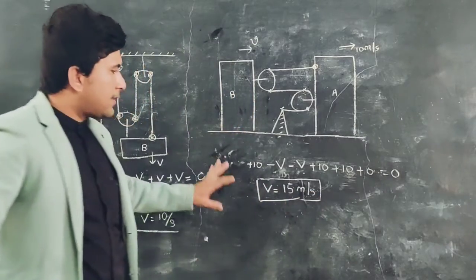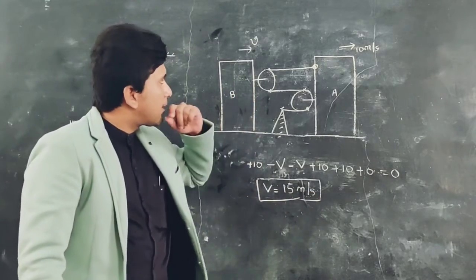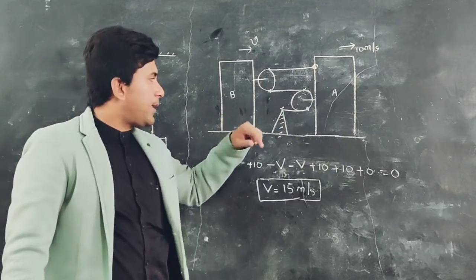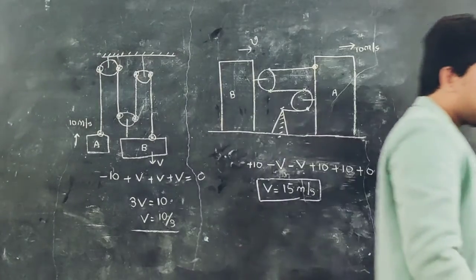We'll next move on to another segment. We'll club inclined plane and the pulley block system. You can pause the screen and note it down.